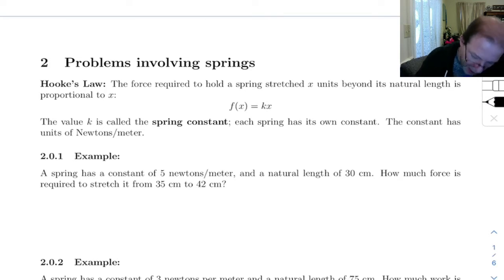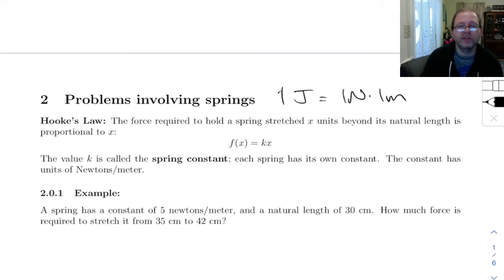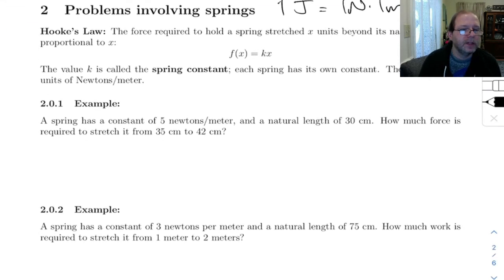I'm not going to get too tricky on you with these as far as throwing different units at you, but I might give you centimeters or millimeters, and you always have to convert these back to meters because of the whole thing about 1 joule is 1 newton times 1 meter. So if you're given centimeters or millimeters or anything, you've got to convert it into meters. So let's look at this first one.